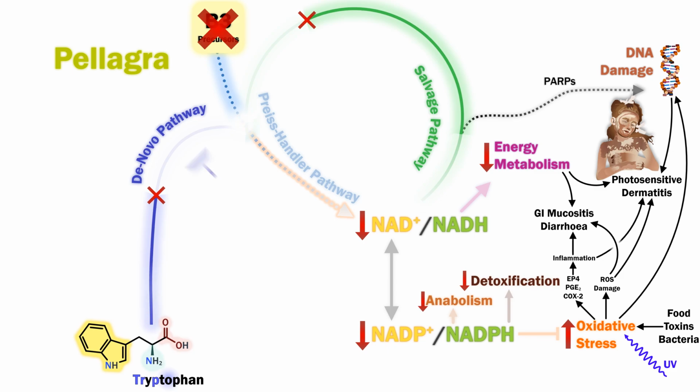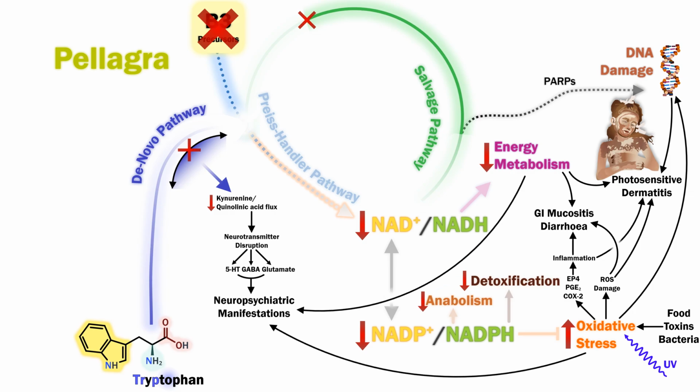The reduced flux through the de novo pathway also disrupts the production of neurotransmitters such as serotonin, GABA, and glutamate. Serotonin requires tryptophan as a precursor. This, combined with impaired brain energy metabolism and oxidative stress, cause neuropsychiatric manifestations ranging from poor concentration or malaise to severe depression and progressive cognitive impairment. If you recall, the pathophysiological factors are relatively similar to Wernicke-Korsakoff syndrome that results from thiamine deficiency.